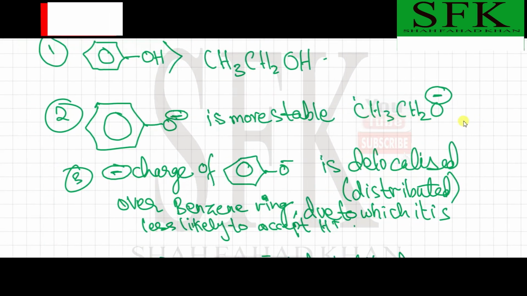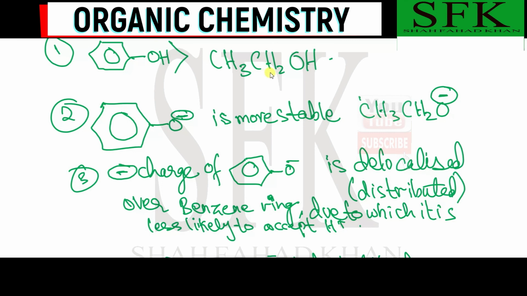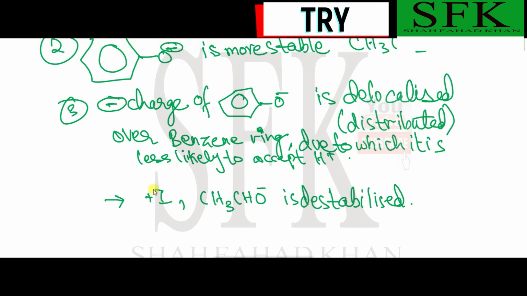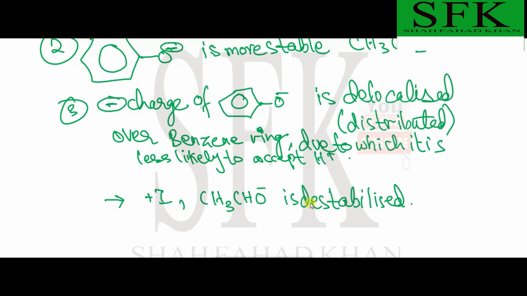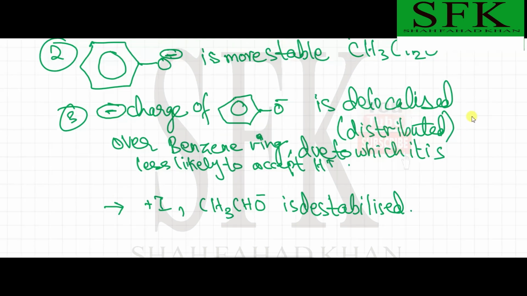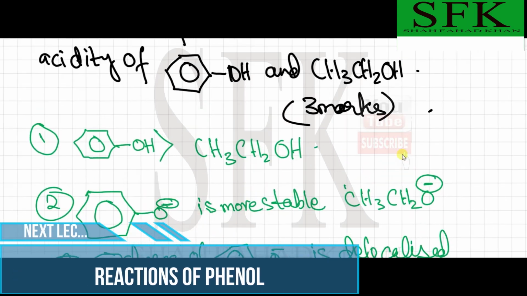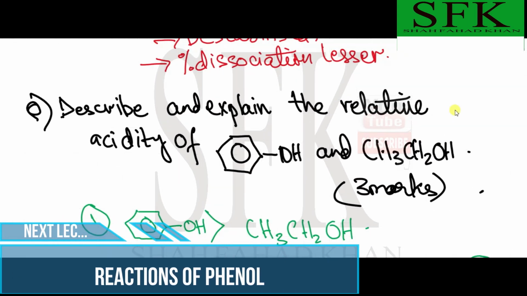Now, phenoxide ion is more stable than ethoxide ion, and the negative charge of the phenoxide ion is delocalized, due to which it is less likely to accept the protons. And due to the positive inductive effect, the ethoxide ion is destabilized because this will increase the negative charge over the oxygen atom, and it will accept the proton more readily. So this is basically the comparison of acidities of phenol with ethanol.